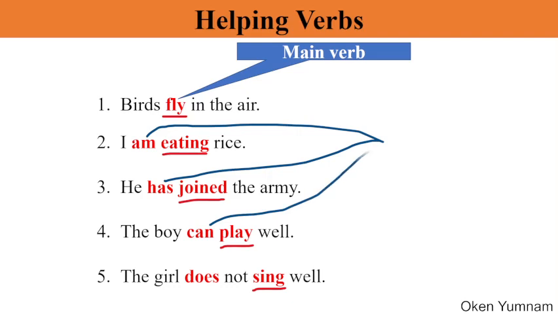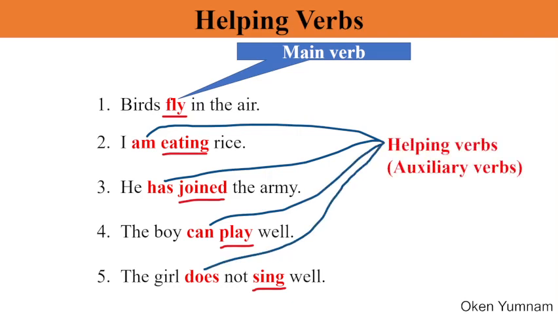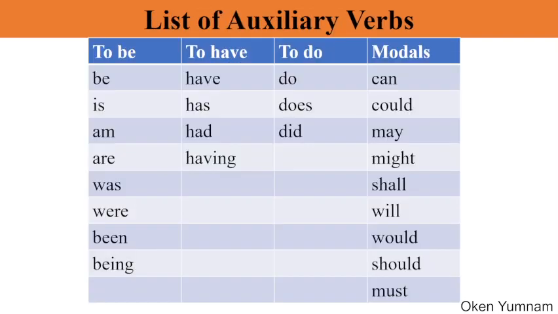another verb. This is what we call a helping verb. And this helping verb is sometimes termed an auxiliary verb. So helping verb and auxiliary verb, they are the same. Let's see the list of auxiliary verbs in English.